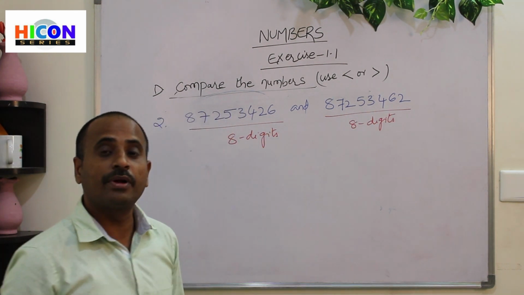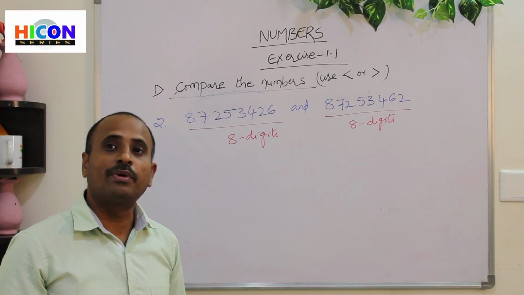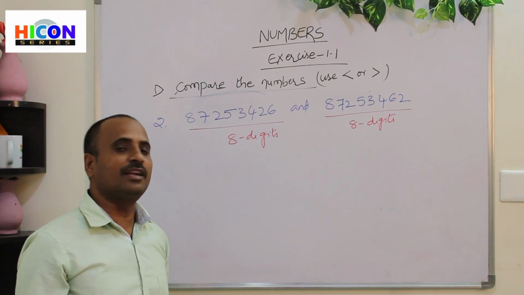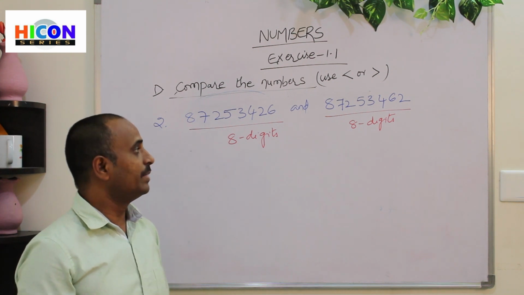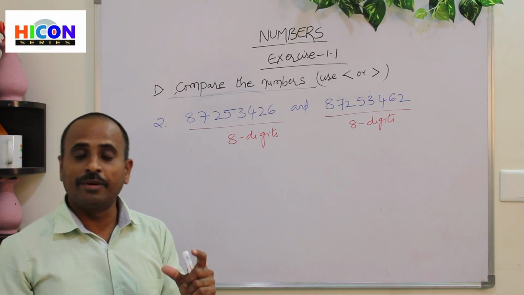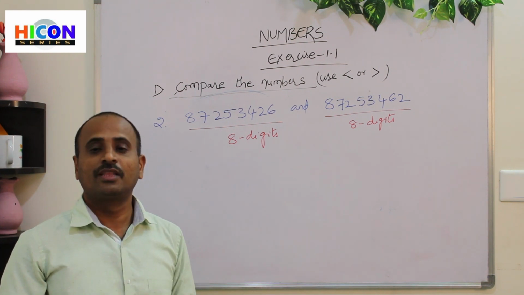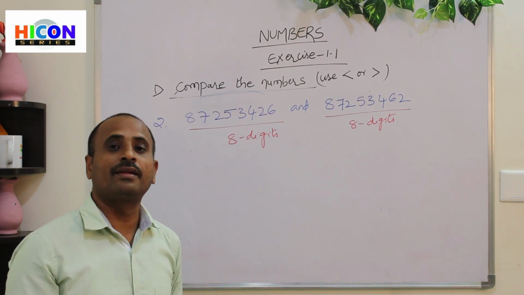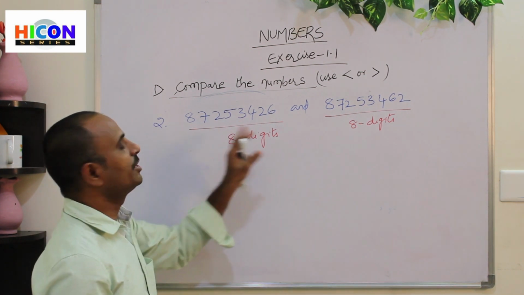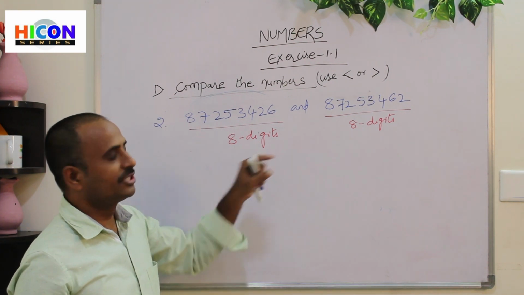So children, the number of digits are same. Then what we can do? If the number of digits are different, the number which has more digits is greater and the number which has less digits is smaller. But here the number of digits are same in both the numbers. If the number of digits are same, then we have to follow the second step. That means we have to compare the first digit from the left side in each number.